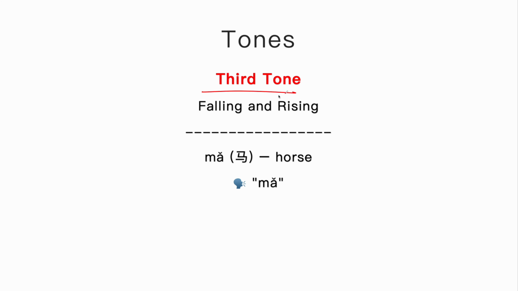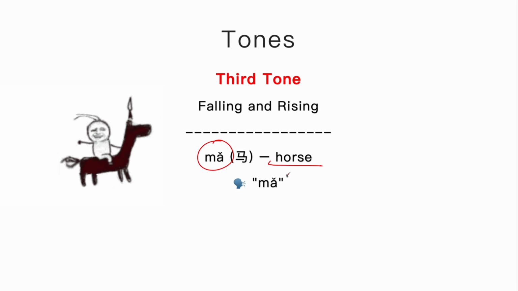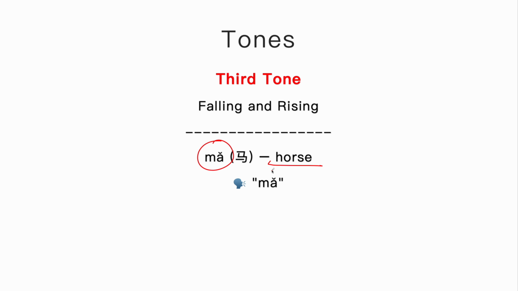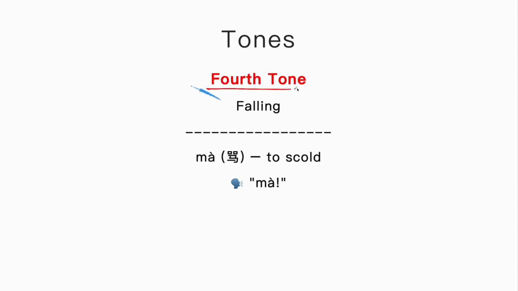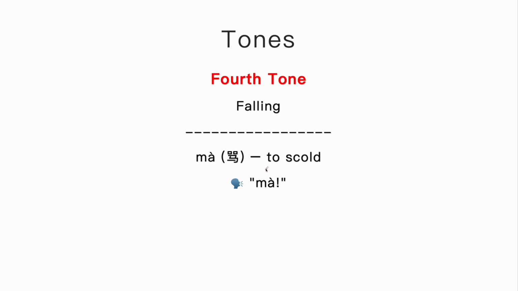Third tone, dipping down, then up. Ma means horse. Start low, go a little lower, then rise. Ma. Fourth tone, sharp and falling, like you are giving a command. Ma means to scold. It sounds strong and quick.